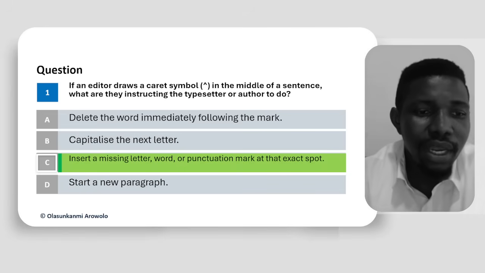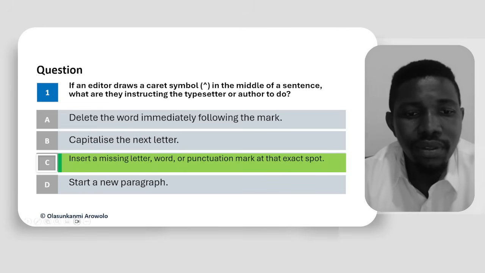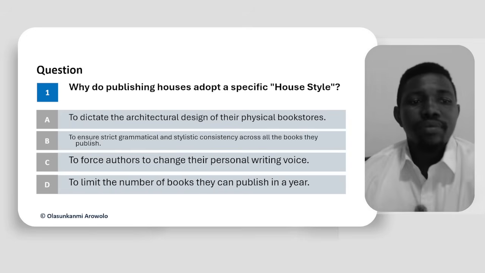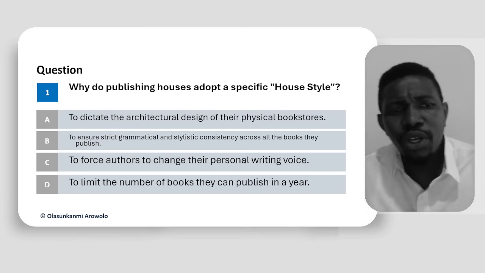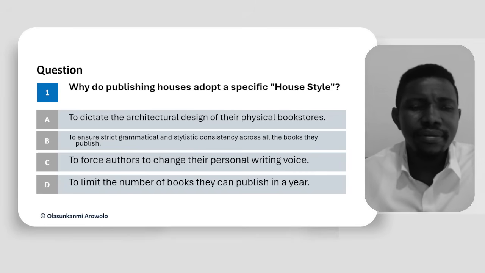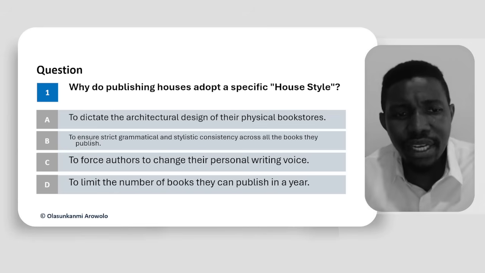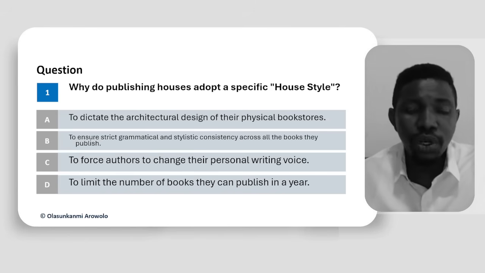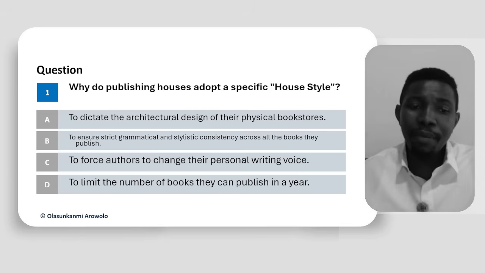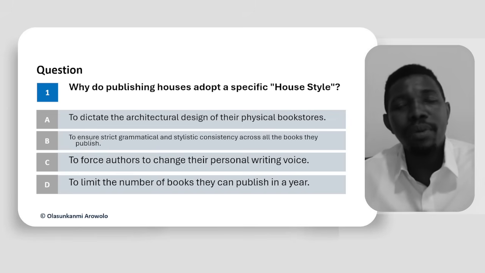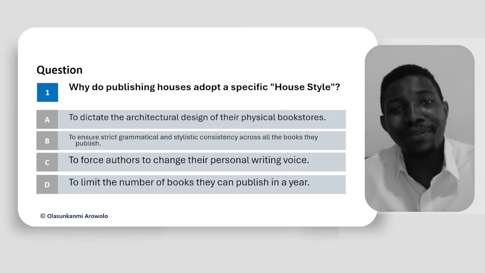Okay, now let's attempt about two more questions or three. Why do publishing houses adopt a specific house style? Is it to indicate the architectural design of their physical bookstores, or to ensure strict grammatical and stylistic consistency across all the books they publish, or to force authors to change their personal writing voice, or to limit the number of books they can publish each year? Which of these is your answer?